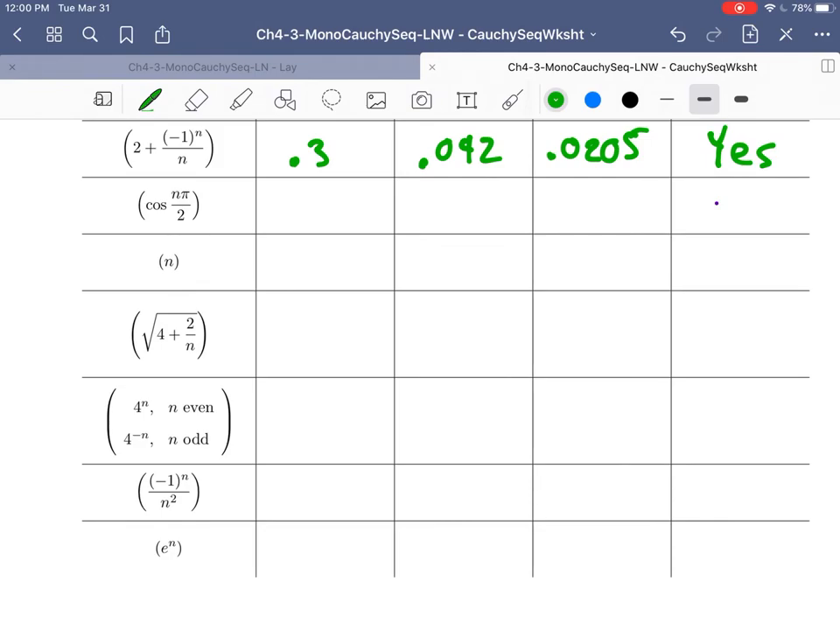So now that we know what a Cauchy sequence is, in the next video we will talk about other things that we can prove to be true based on Cauchy sequences.